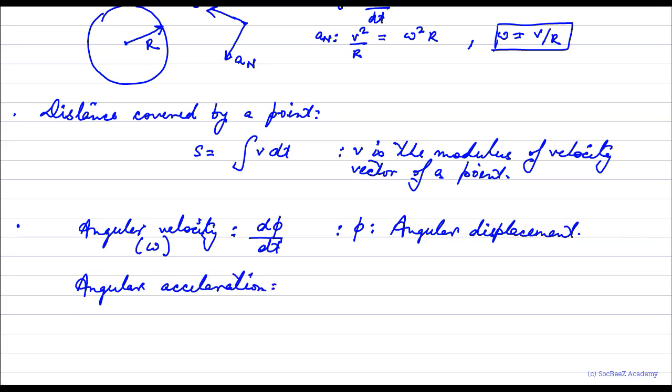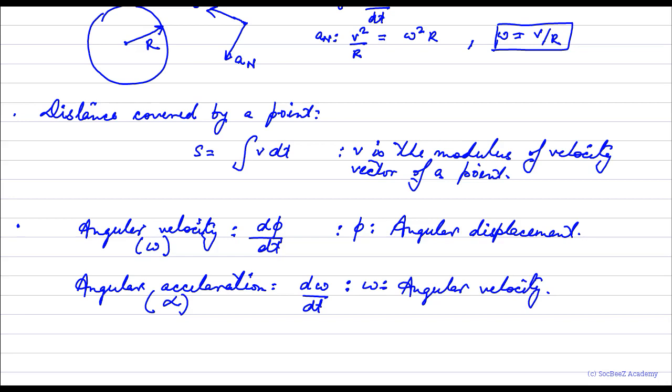The angular acceleration is defined as the rate of change of the angular velocity. So it is going to be defined by d omega by dt, and it is represented by alpha. Here omega is the angular velocity.